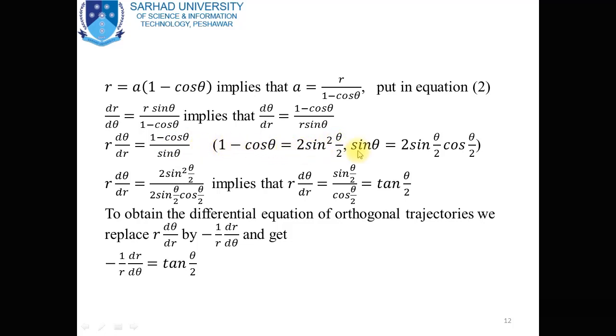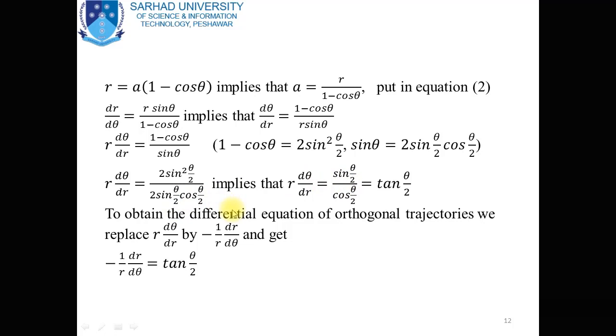and sine theta is equal to 2 sine theta by 2 cos theta by 2. So putting 1 minus cos theta is equal to 2 sine square theta by 2, and sine theta is equal to 2 sine theta by 2 cos theta by 2, 2 cancels, sine cancels, we obtain r d theta by dr is equal to sine theta by 2 divided by cos theta by 2, and this can be written as tangent theta by 2. Now dear students, this is the differential equation of the given family of curves in polar form.